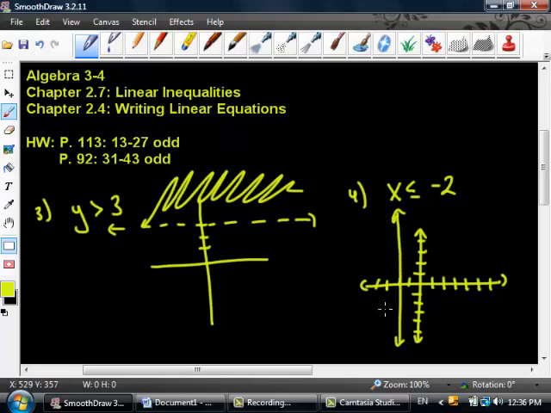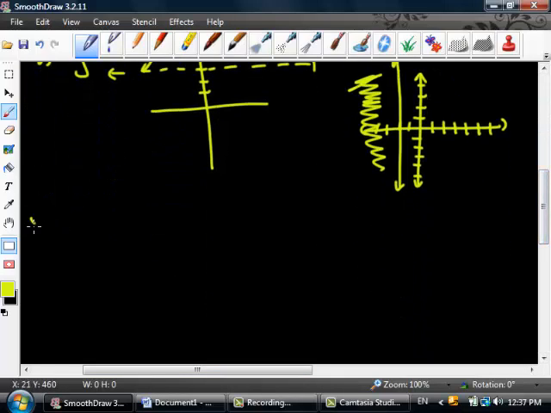Now here's where the whole shading above below gets a little tricky, because there is no above or below this thing, right? However, use some common sense. If x is less than all of this, is it to the left or is it to the right? Got to be to the left. Questions on this? Because that's the only thing they can really do besides this.